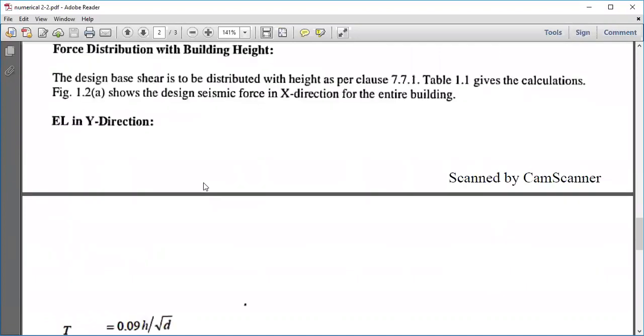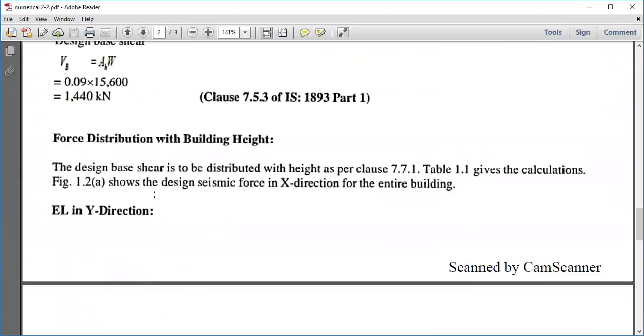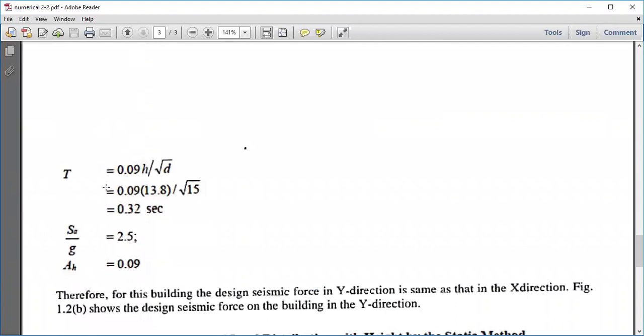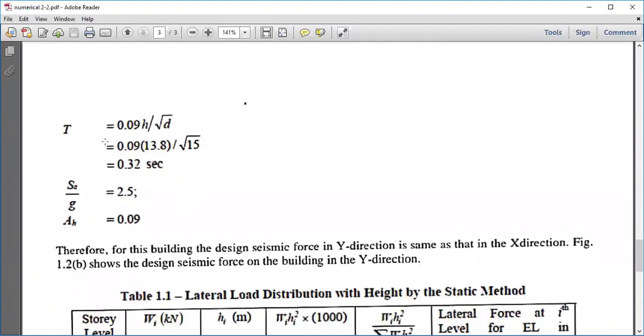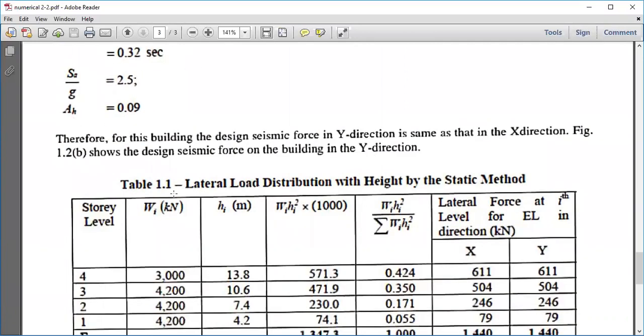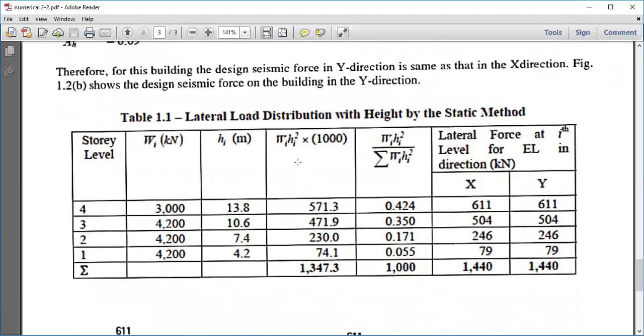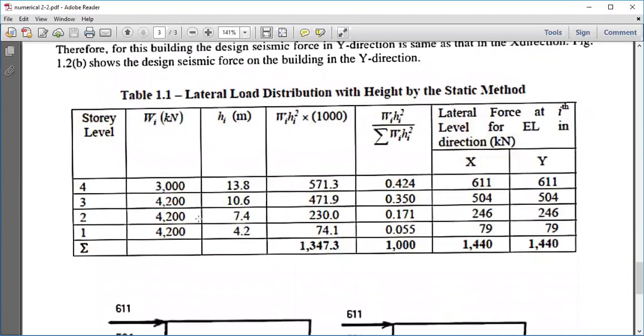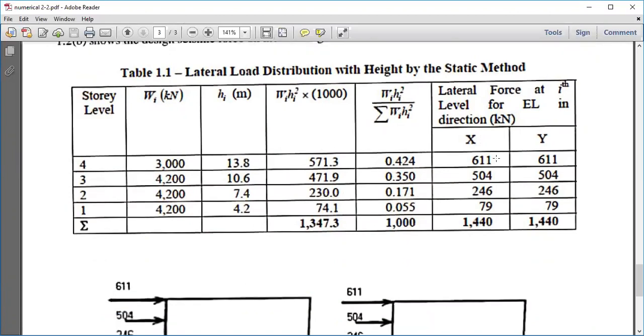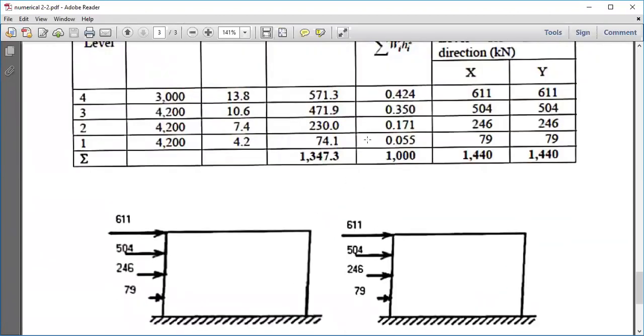Now for distribution, the same calculation is also done for the y direction. So I find out T, then based on the natural period T, I will get the value of Sa by g from the code book and then calculate Ah. For this building, the design seismic weight in the y direction is the same as that of x. So we'll take the y direction only. Now, storey level weight, height from the floor, W h i square divided by the summation of that, in x and y, and calculate the values.